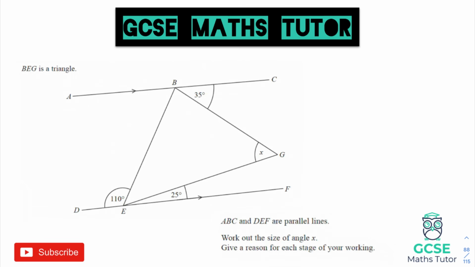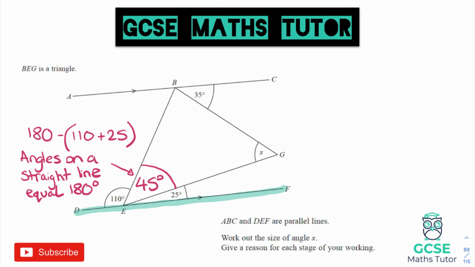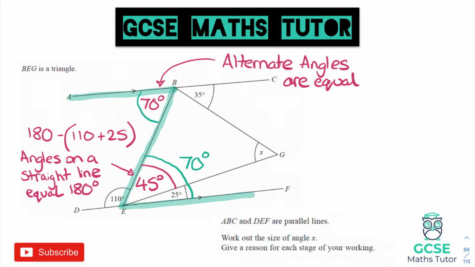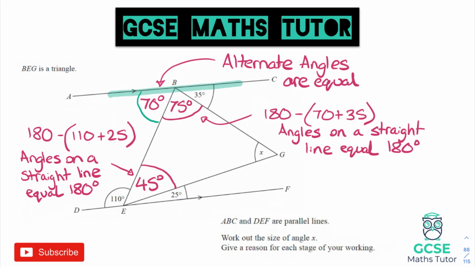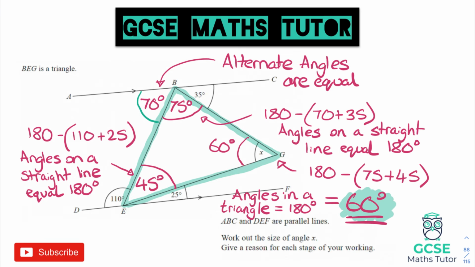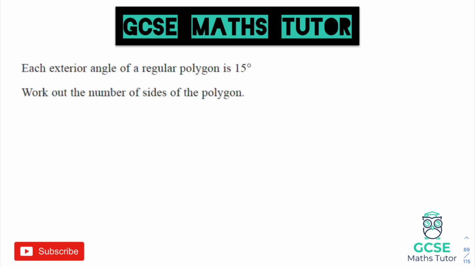With angles in parallel lines, you need to know all your reasoning very well. So alternate angles are equal, corresponding angles are equal, two really important ones. Not forgetting angles in a straight line, angles in a triangle, and all of those important angle methods along the way as well. And make sure that you label all of those reasons around the diagram, particularly when it says give a reason for each stage of your working.